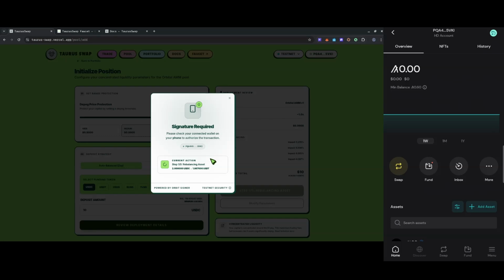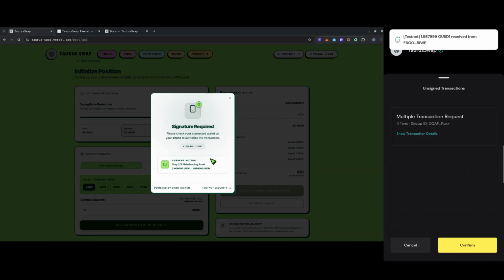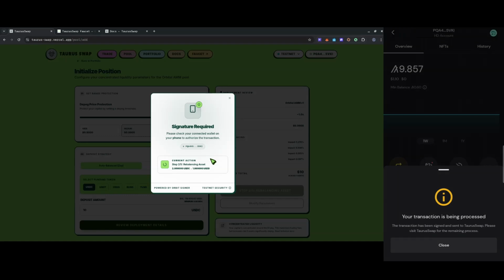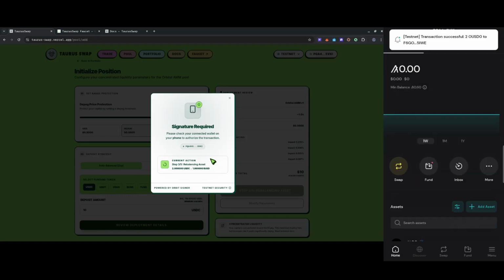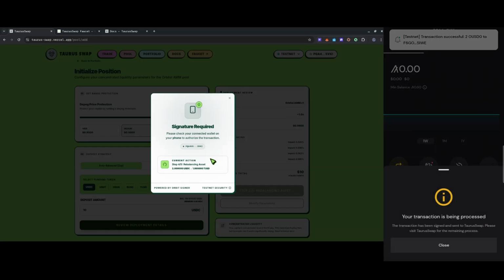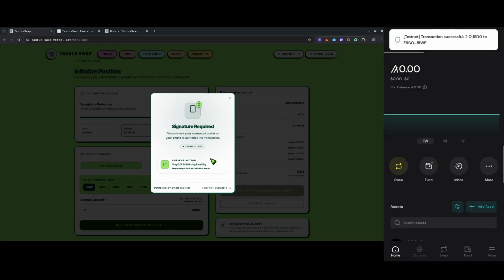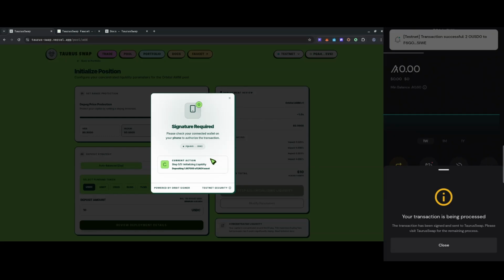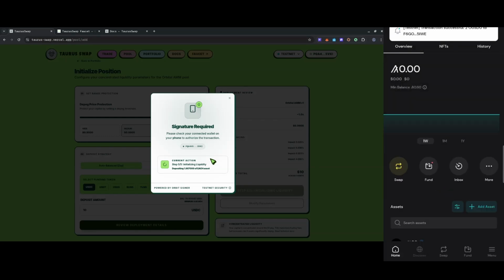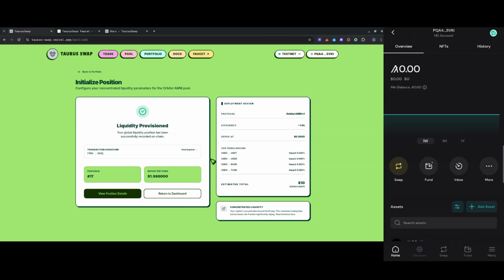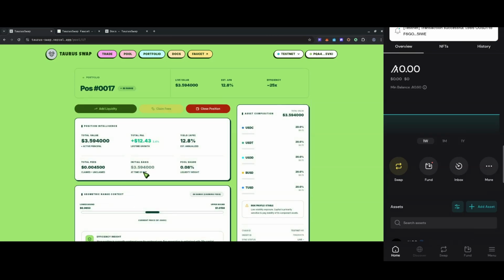So what is happening in the background is that we're doing mini swaps to convert your money into the various tokens so that you can deposit the money. And that's right, we have created a liquidity position and we can view it. As the trades happen, you can gain some profits there.